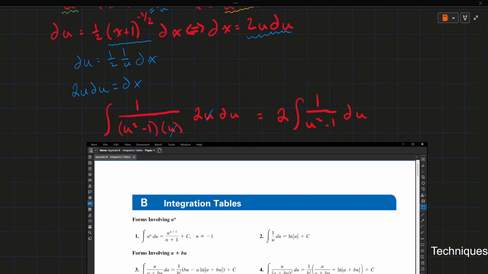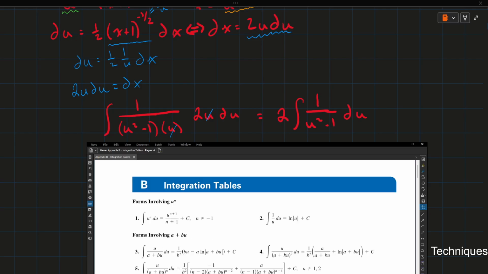So now we're looking for something in the form, ignoring the constant out in front. That's not going to change anything. But we're looking for something in the form of 1 over u squared minus 1, or plus 1, because the 1 is the a value essentially, so it can be positive or negative.